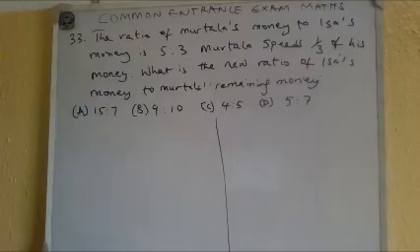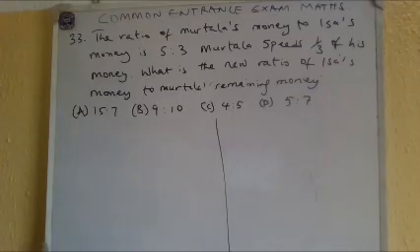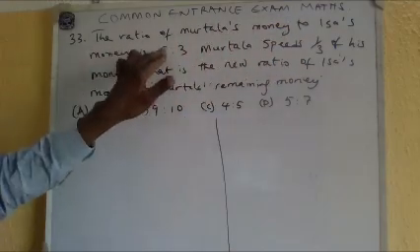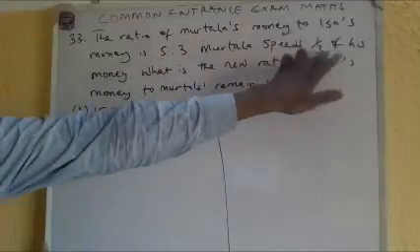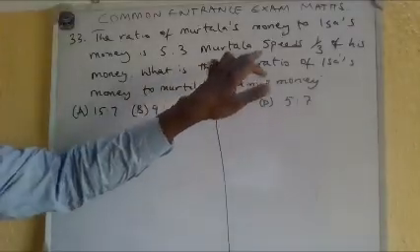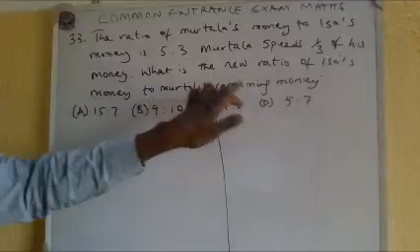All right, we have this question on the board here. It says the ratio of Murtala's money to Isa's money is 5:3. That's ratio. Murtala spends 1/3 of his money. What is the ratio of Isa's money to Murtala's remaining money?